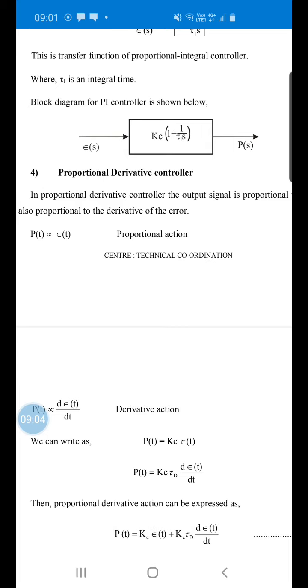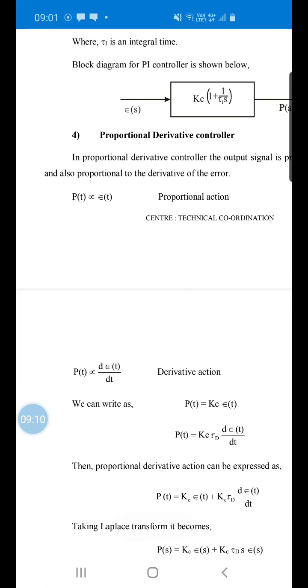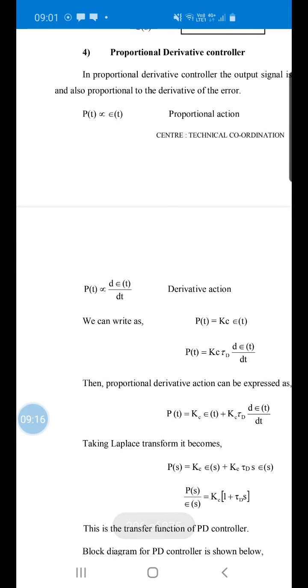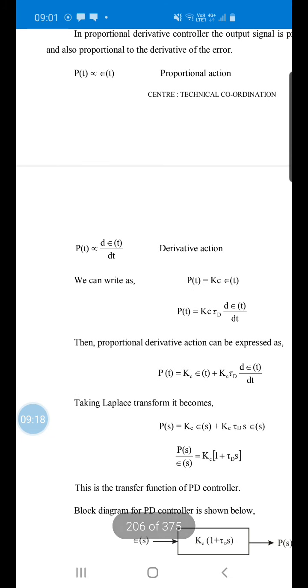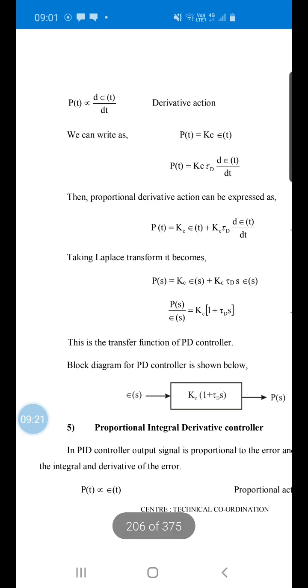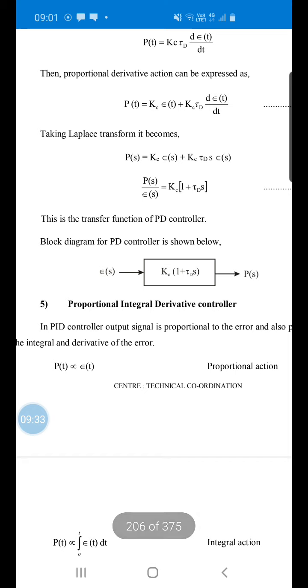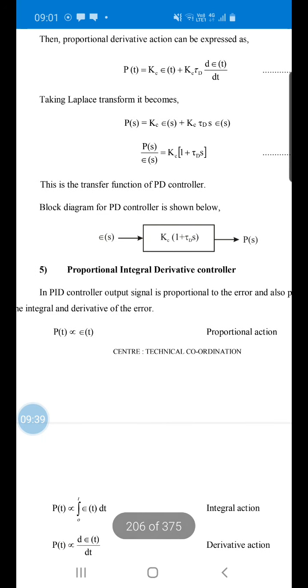In this proportional controller, the derivative action is added as shown in the expressions. P(t) is proportional to ε(t), and P(t) is proportional to the derivative action dε(t)/dt. So you can combine these two actions together and find out its Laplace transform. It will be P(s)/ε(s) = Kc(1 + τDs), where one more term added is called the derivative time. So this is the block diagram for the PD controller: ε(s), Kc(1 + τDs), and on the right side will be P(s).